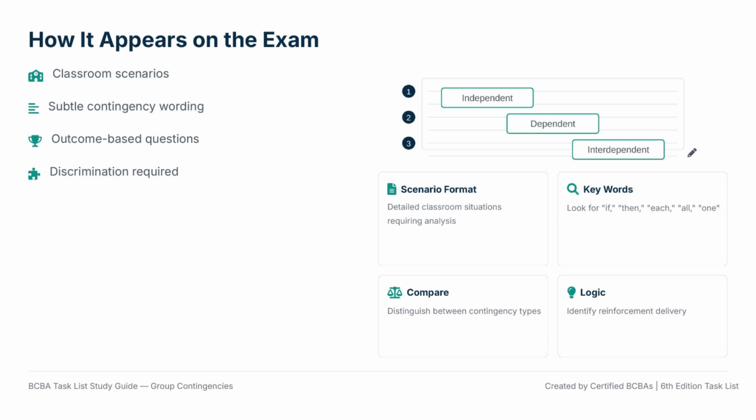On the BCBA exam, group contingencies typically appear in scenario-based questions. You will need to analyze subtle wording to determine the contingency type. Also search for keywords like if, then, each, all, and one. Compare and distinguish between contingency types, ensuring you understand the logic behind reinforcement delivery. The key is to focus on how reinforcement is delivered, not just the setting.